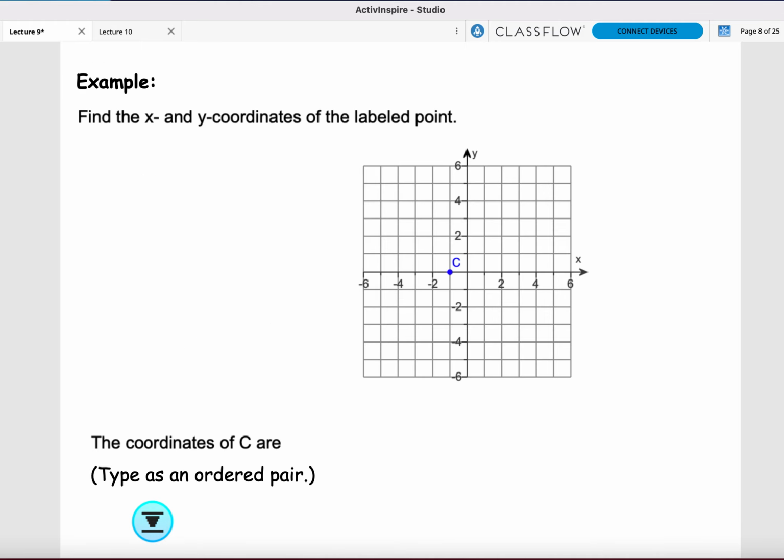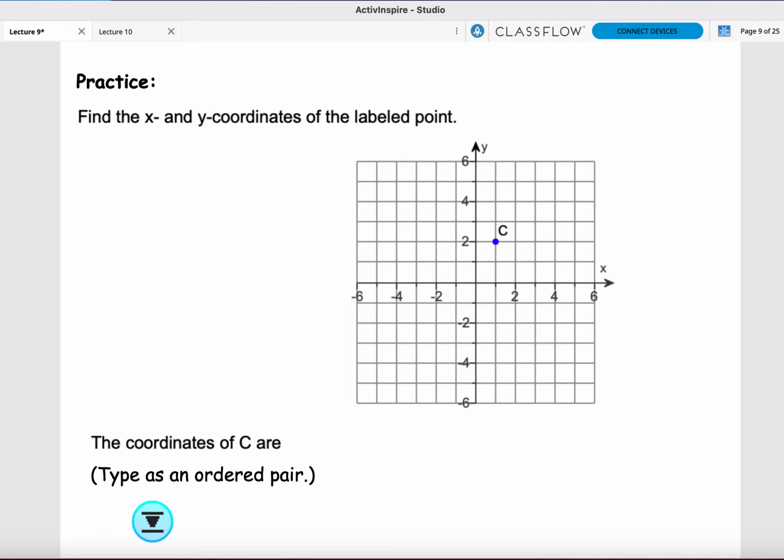Here's another example. Find the x and y coordinates of the labeled point. So look at the graph here. The C point is where it's at. 0, 0 is the origin. So I move to the left 1, and that means the x value is -1. And it doesn't go up or down. It's on the x-axis, so we know y is 0. So the coordinates of C are -1, 0. And we're done. Don't overthink these problems, guys. They're pretty straightforward. Rewatch this if you have to.